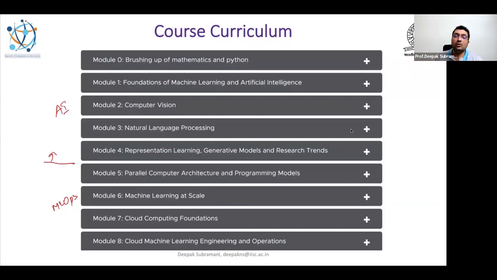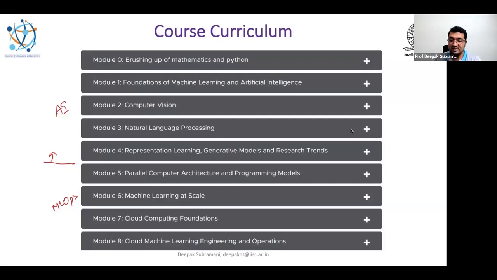In module 2, we deal with computer vision, and we will look at the different models that are used in computer vision. Then in the third module of AI, we'll look at natural language processing, NLP, machine translation, neural machine translation, classification, and regression, all of these as related to language problems. ChatGPT and all of these things we will discuss there.